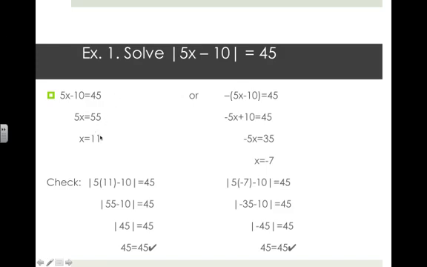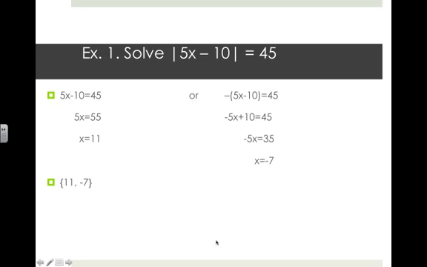So for the left-hand solution of x equals 11, you substitute 11 in, so you get absolute value of 55 minus 10 equals 45. 55 minus 10 is 45. Absolute value of 45 is 45, so 11 is a solution. For negative 7, you plug in negative 7. Times 5 is negative 35. Minus 10 is negative 45. The absolute value of negative 45 is 45, so negative 7 works. So we actually have two solutions, 11 and negative 7, which we can put in a cute little solution set.